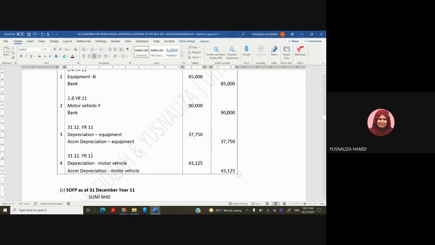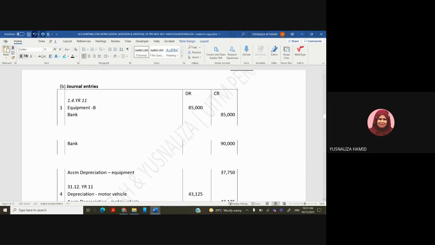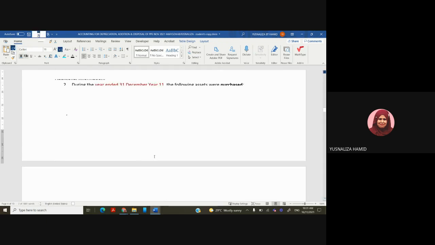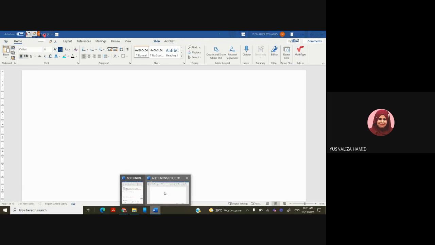And now we look at the depreciation. So depreciation that were provided is the one as at 31st of December. I have to stop for a while because this one is giving me problem. Never mind. I go to the other screen.